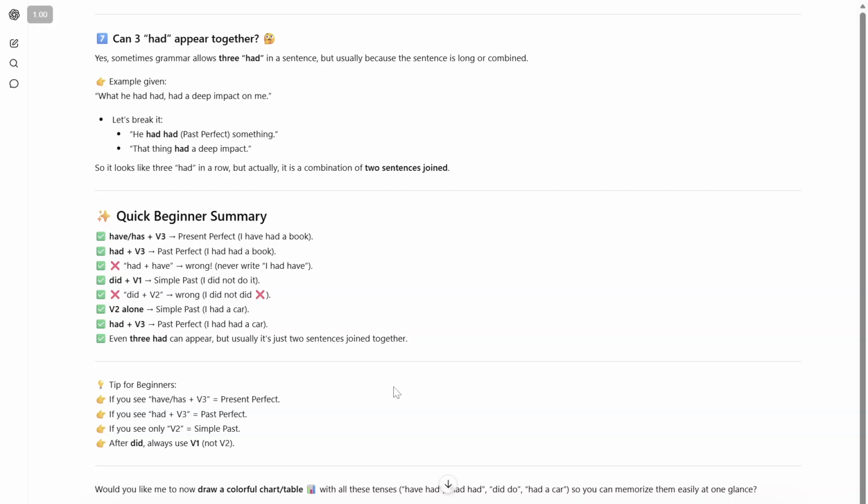Tip for beginners. If you see has V3 equals present perfect. If you see had plus V3 equals past perfect. If you see only V2 equals simple past. After did, always use V1, not V2.